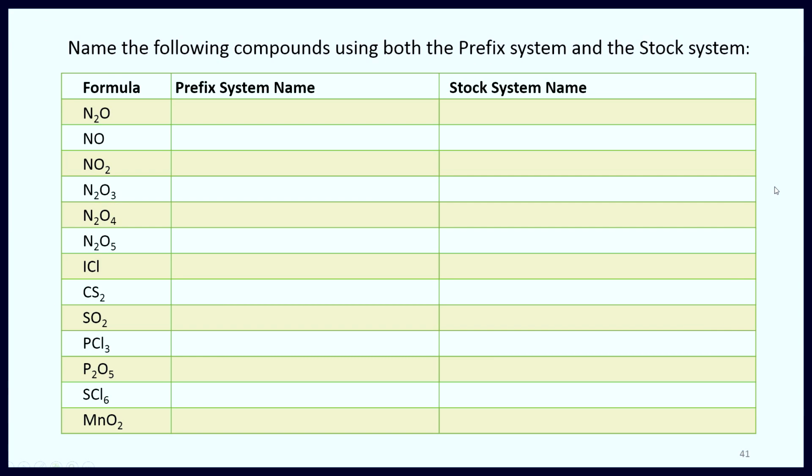Here's some examples to work on. I want you to name these by both the stock system name and the prefix name. So we have N2O is dinitrogen monoxide. Notice we use the prefix in front of the first atom's name because there is more than one of them. In the stock system, that would be nitrogen 1 oxide, because oxide's -2, each nitrogen must be +1. Next example is simply nitrogen monoxide, which would be nitrogen 2 oxide.